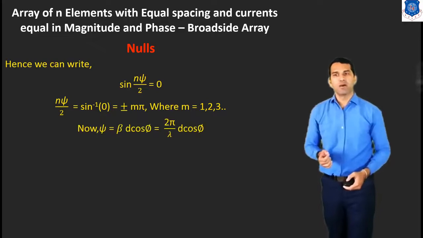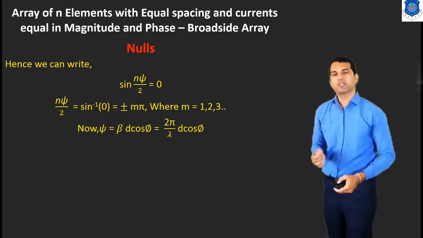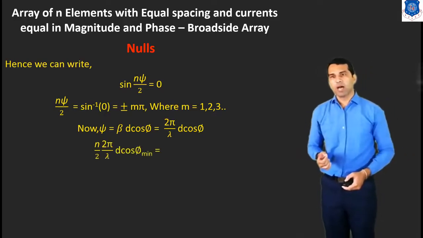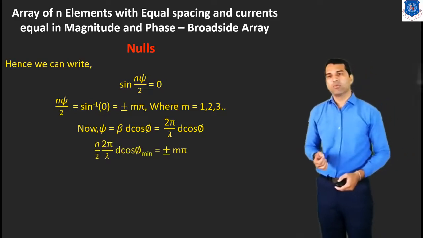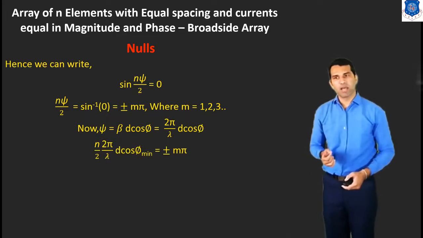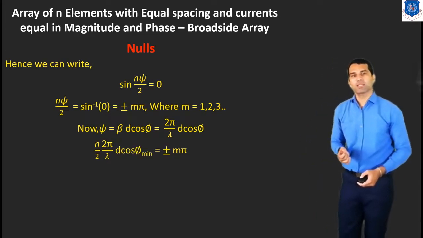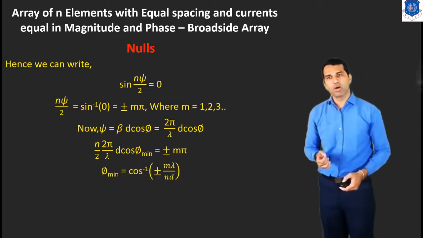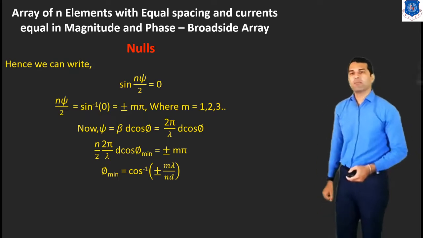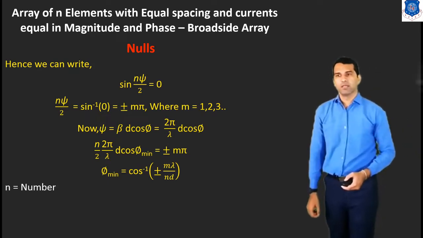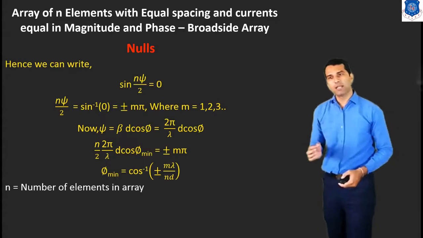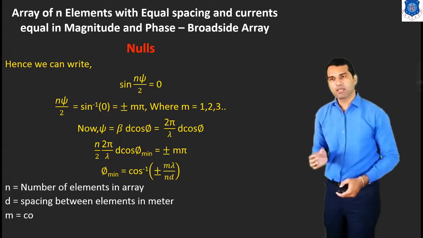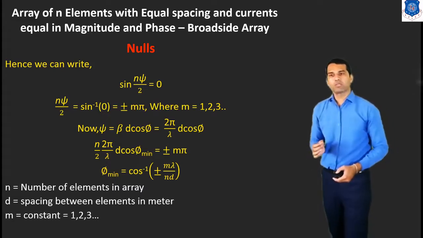Now we have psi equal to beta d cos phi, and instead of beta we can write 2 pi by lambda. So n by 2 times 2 pi by lambda d cos phi at minima is equal to plus or minus m pi. So we get phi minima is equal to cos inverse of plus or minus m lambda upon n d, where n indicates the number of elements in the array, d is the spacing between the elements, and m is a constant value.